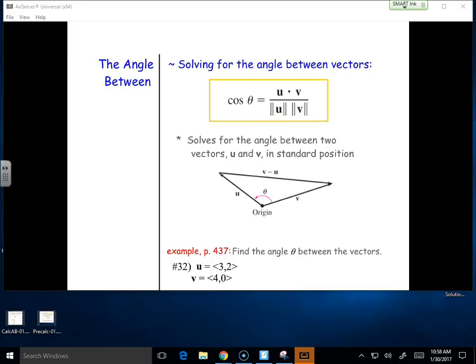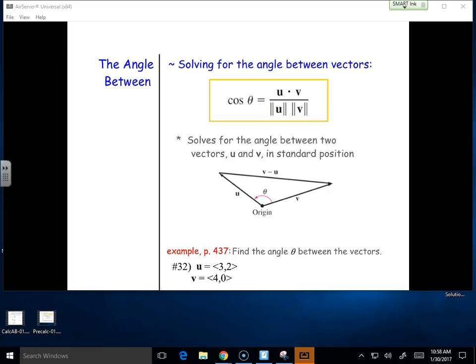Here's one application of the dot product. It helps us quickly find the angle between 2 vectors without needing to use the law of cosines. So really it's an alternative. It's not necessarily easy, but it is an alternative, and it does show you one application of the dot product.